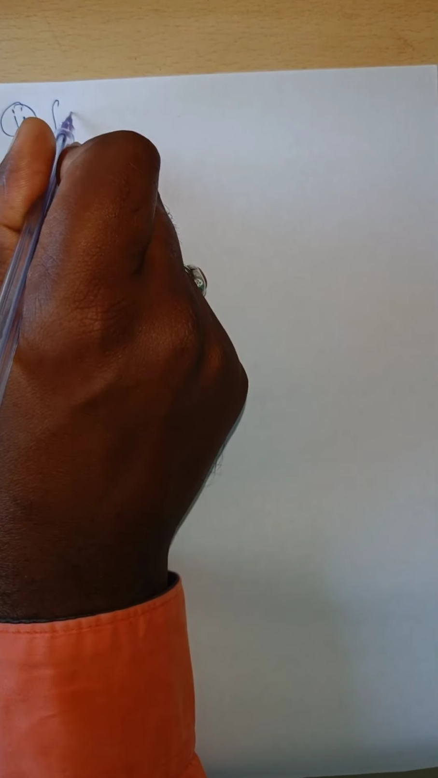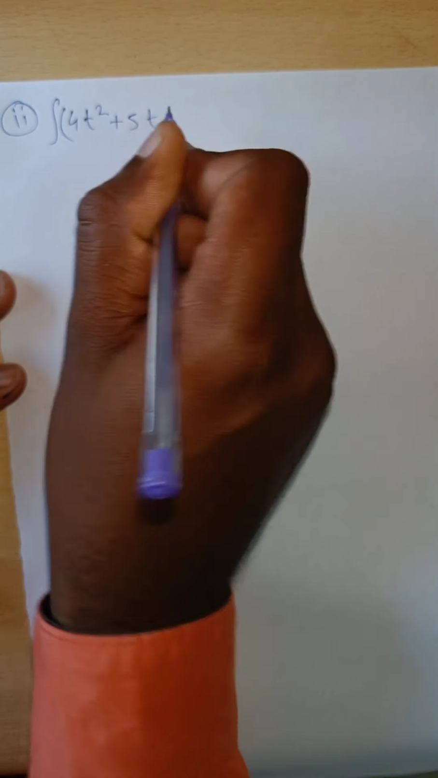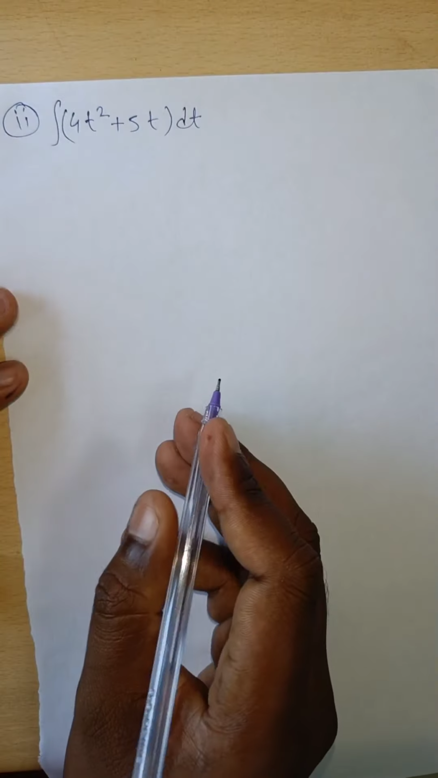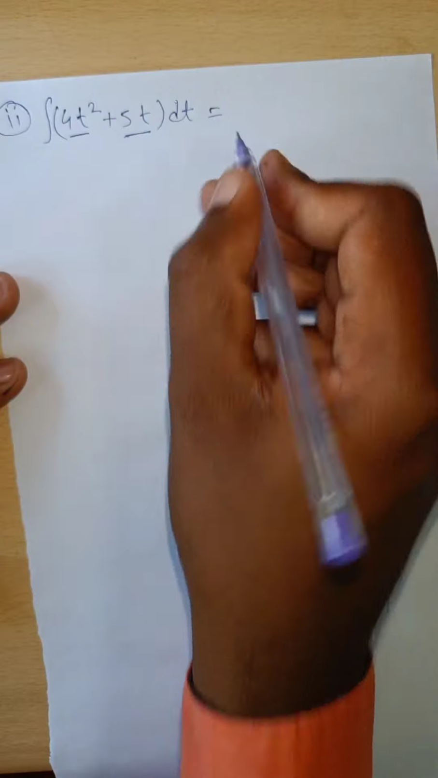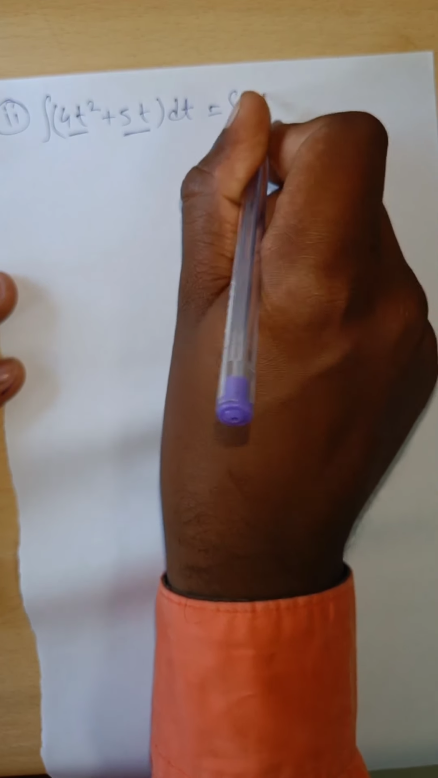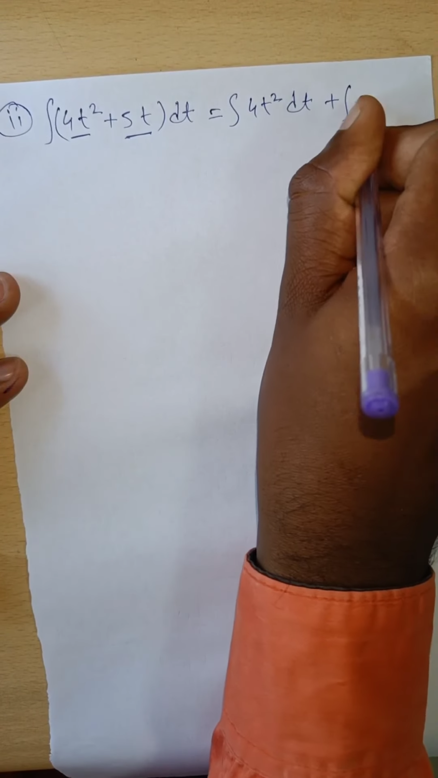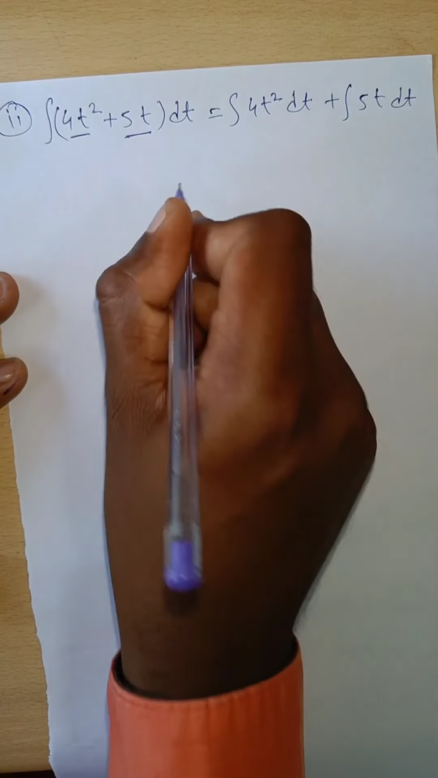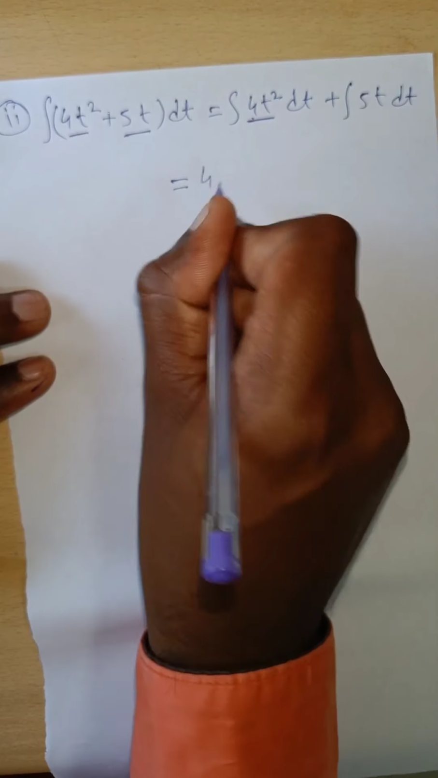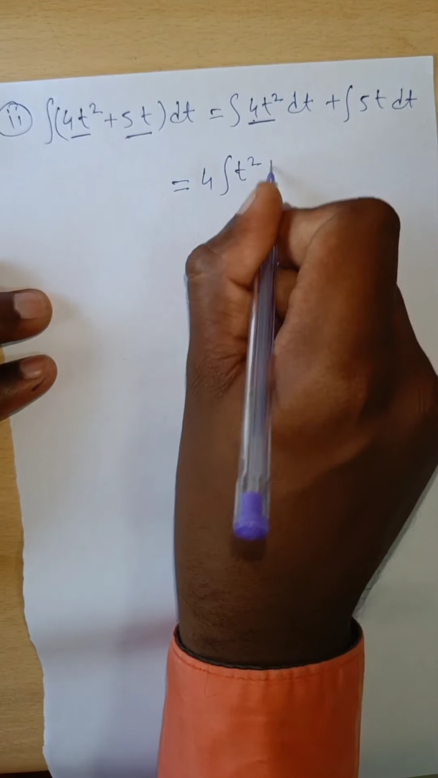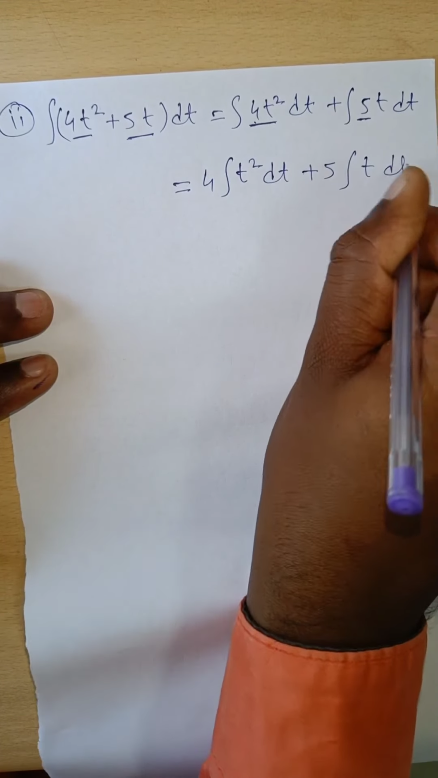Now integration of 4t square plus 5t into dt. For that purpose this is the first function and this is the second function. Then integration of 4t square into dt plus integration of 5t into dt. Then from 4t square, 4 is common, therefore 4 into integration of t square into dt, plus here 5 is a constant, therefore 5 into integration of t into dt.